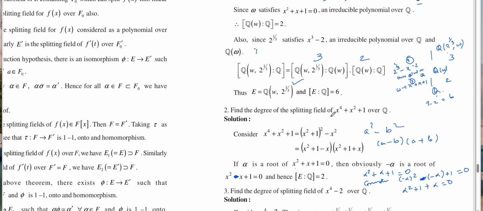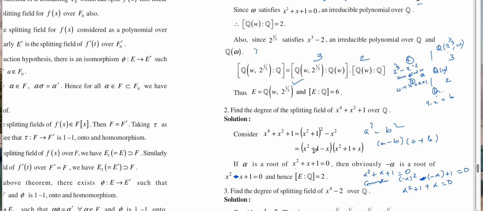Then find the degree of the splitting field of this. Just by looking at this, we cannot say what the degree of the splitting field of this polynomial over the base field is. In this case, it is not at all irreducible. We can split it into two factors like this. If you multiply these two, you'll get back this. So these two are the factors of this.